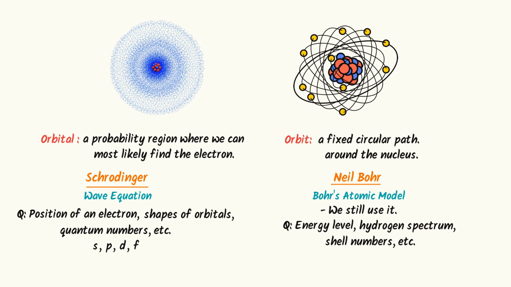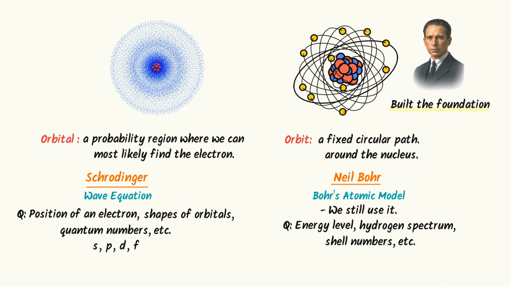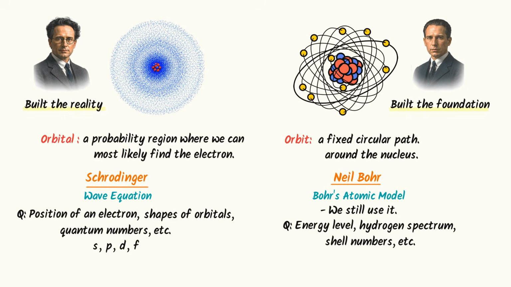Both are on your exam paper, both are right, but in different ways. Bohr built the foundation, Schrödinger built the reality. Bohr gives you a simple picture. Schrödinger explains what is actually happening inside the atom. You need both of them. You know exactly where each one belongs.